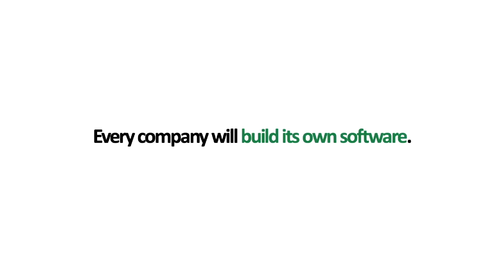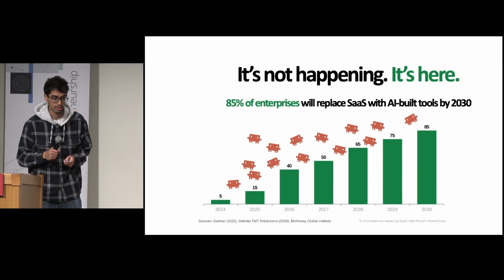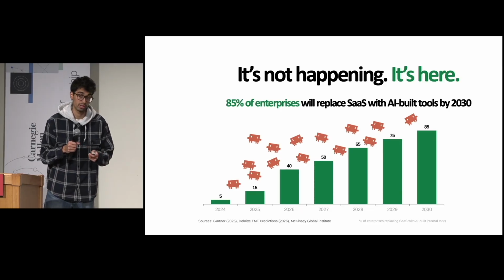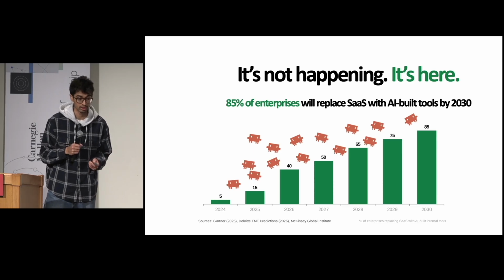Right now, every company is renting its intelligence. They're paying for a dozen different SaaS subscriptions, but they're bottlenecked by their limitations and their costs. But it's a fact that every company is building their own software, and this is because of AI. In fact, by 2030, 85% of enterprises will replace SaaS tools with tools that they're building with AI, and this data is from Deloitte's TMT team.